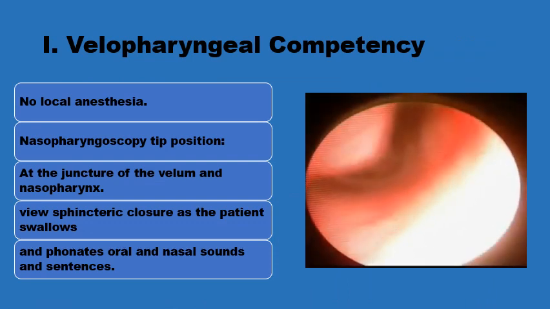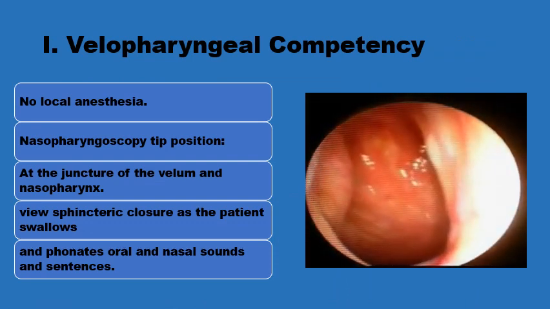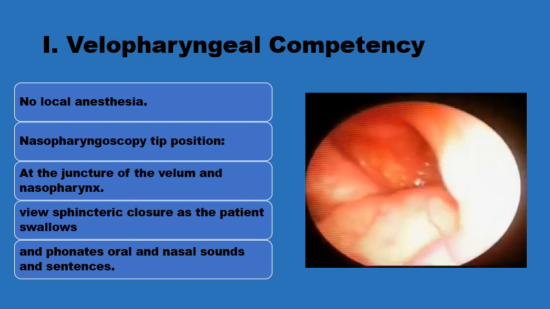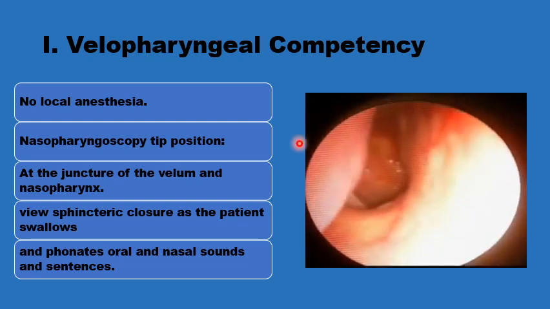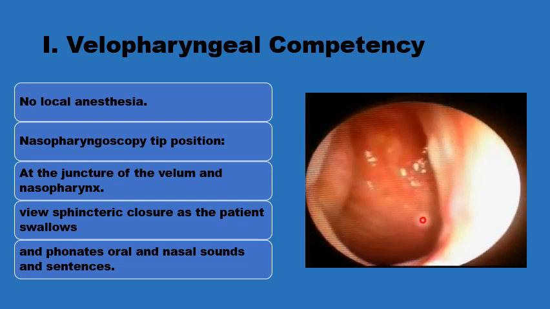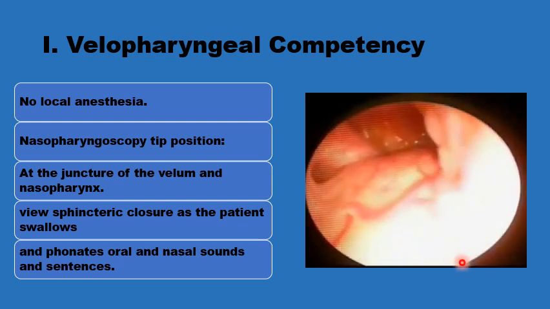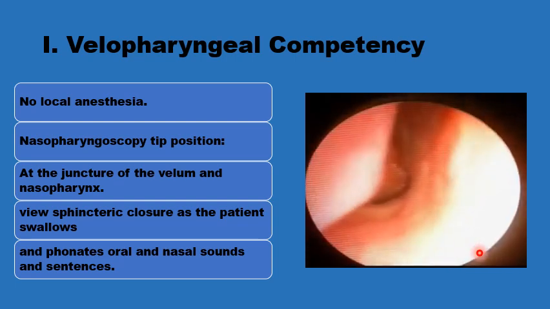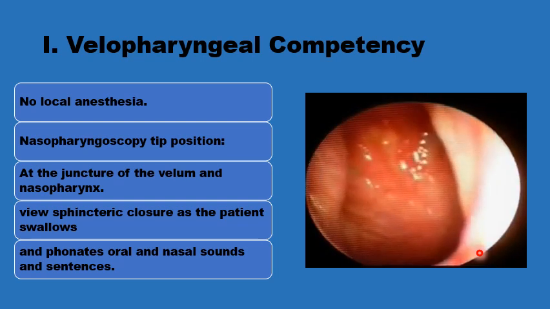We start by checking the competency of the nasopharyngeal sphincter. No local anesthesia is used, so as not to affect the sensation of the larynx and the pharynx. The tip of the scope is introduced into the nasopharynx but kept above the level of the soft palate so as to check the mobility of the soft palate and the competency of the nasopharyngeal sphincter during phonation.